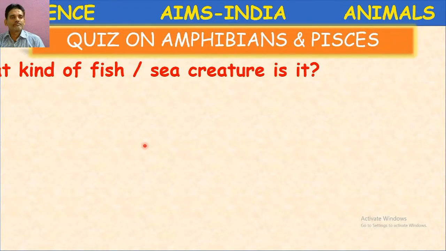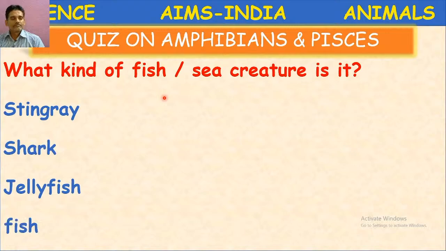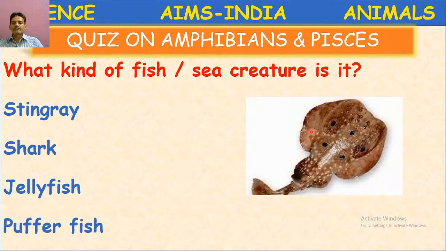What kind of fish? See the creature here. This is the picture. See the picture. Observe the picture. One minute. What is it? Yes, it is an example of a marine fish, a cartilaginous fish. So here, stingray. Stingray is the fish given here. It's not a shark, jellyfish or pufferfish. It is a stingray. A is the correct answer.